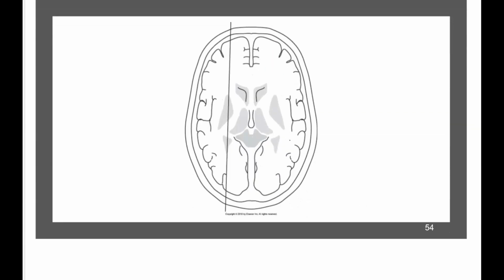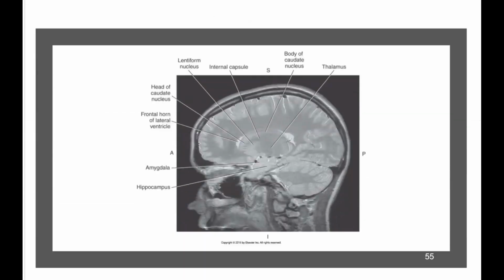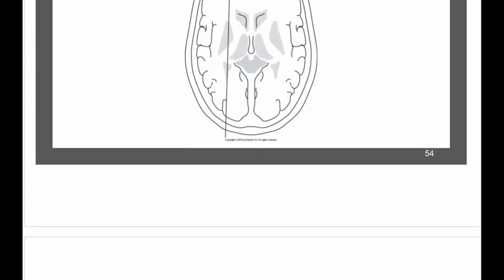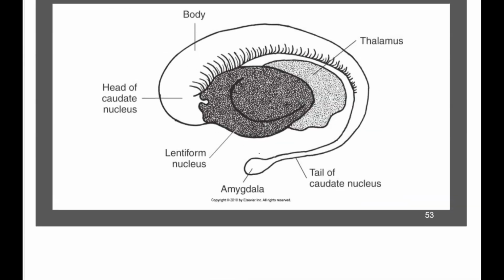So we're off to the side. We're going to have a sagittal image. So right here, we're going to start with the body of the caudate nucleus. And here's our thalamus right here in the middle, okay? We have our hippocampus, amygdala. So you've got to remember what this looks like right here. Remember what this looks like.